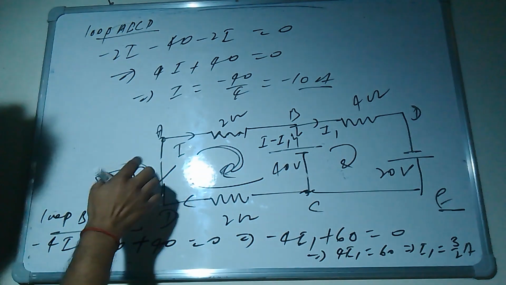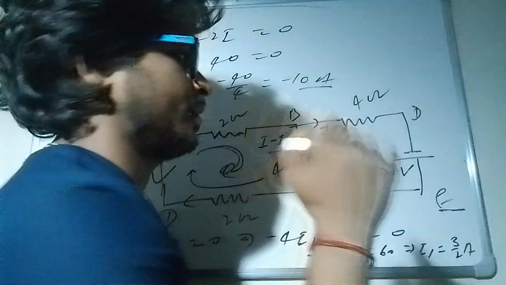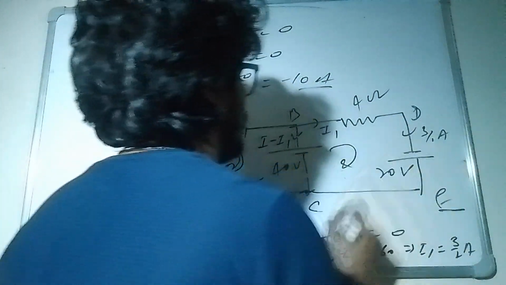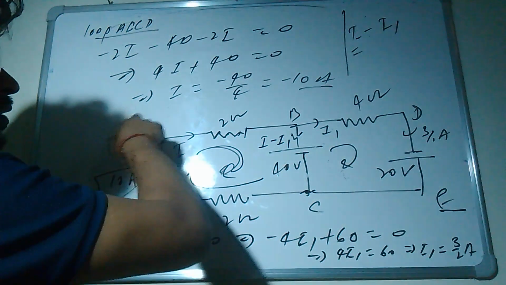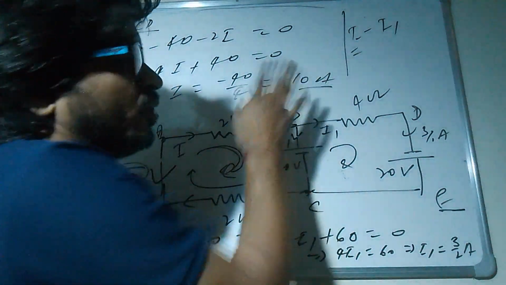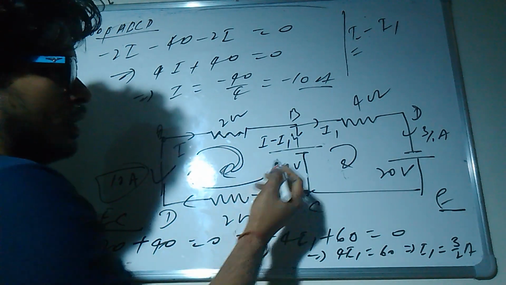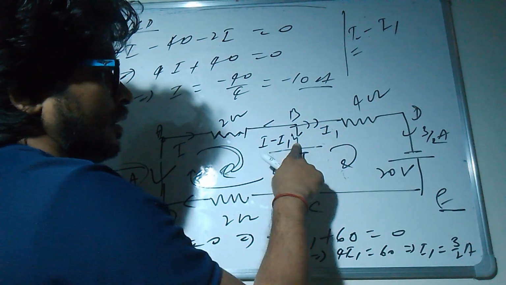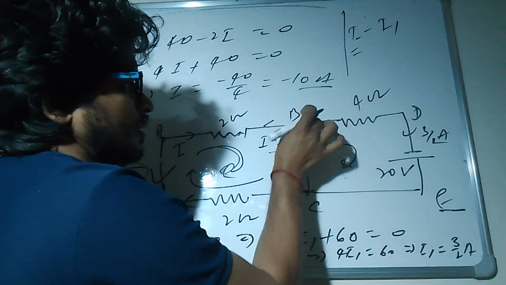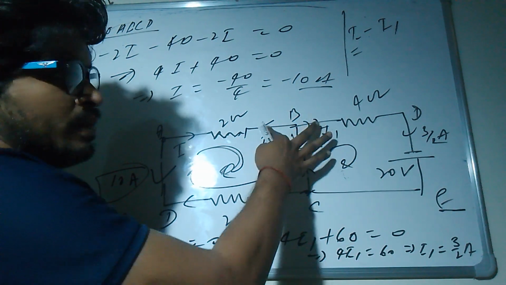So this is 3 by 2 ampere, which means this assumption is correct. So in this circuit 3 by 2 ampere current is going. If you find I1, there is no need to worry about sign again for this branch as well. I want to find out I minus I1. Just apply the concept: on this side 10 ampere is going, on this side 3 by 2 ampere is going, and these are outgoing currents. Are you getting my point?